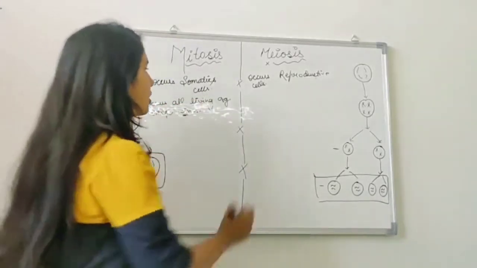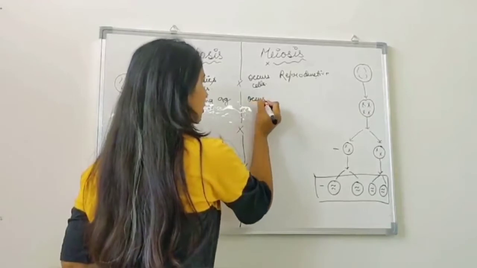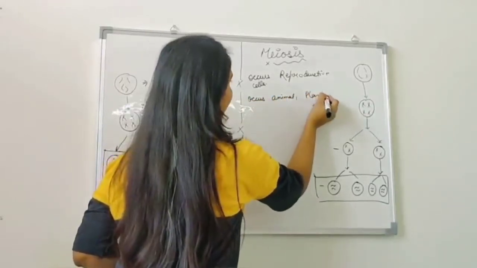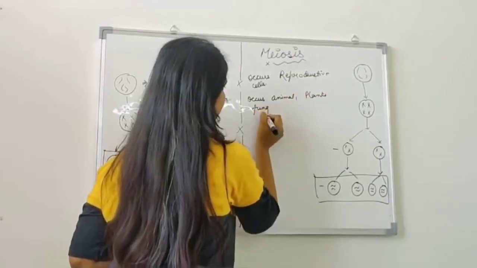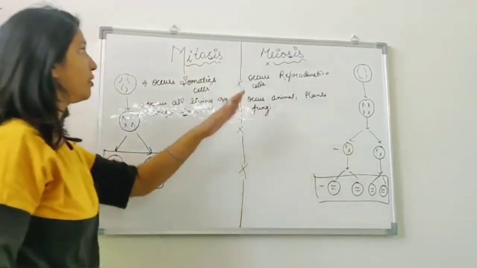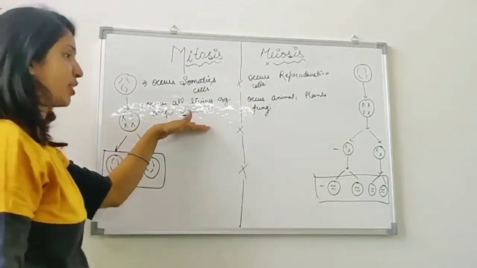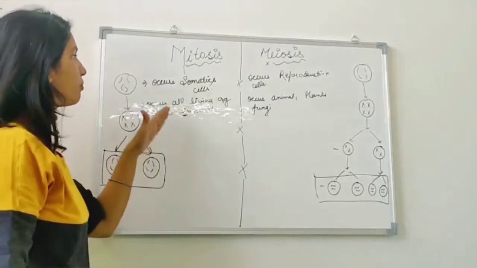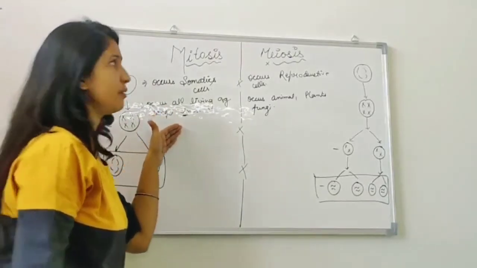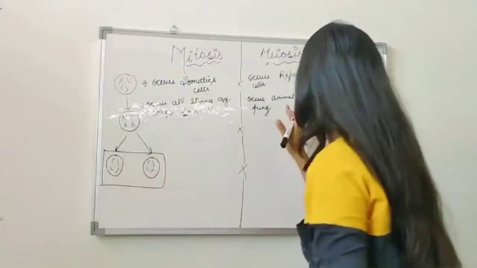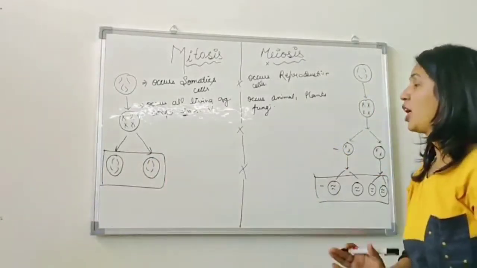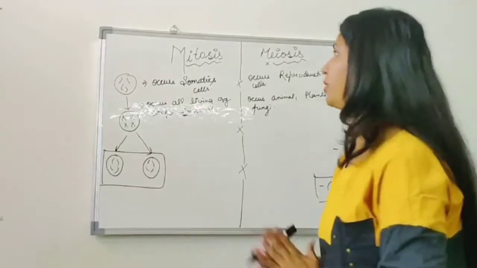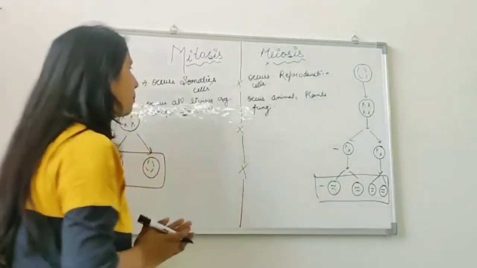But meiosis occurs in animals, plants, and fungi. So you should understand the places and the organisms that undergo mitosis and meiosis. Mitosis is a phenomenon which occurs in all living organisms, whereas meiosis occurs in animals, plants, and fungi. Next we are going to discuss these two beautiful diagrams which help you remember mitosis and meiosis in the simplest way.